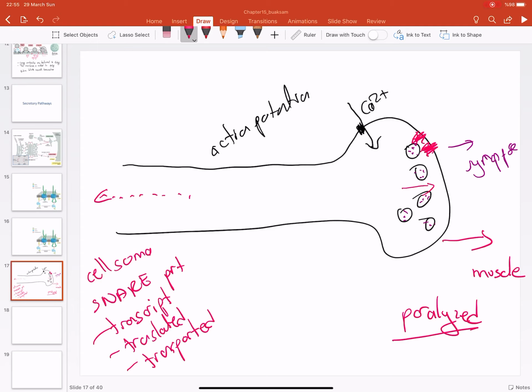Okay, all for this one. I think it's a bit too long for YouTube, and what I'm going to start with is the protein modification.